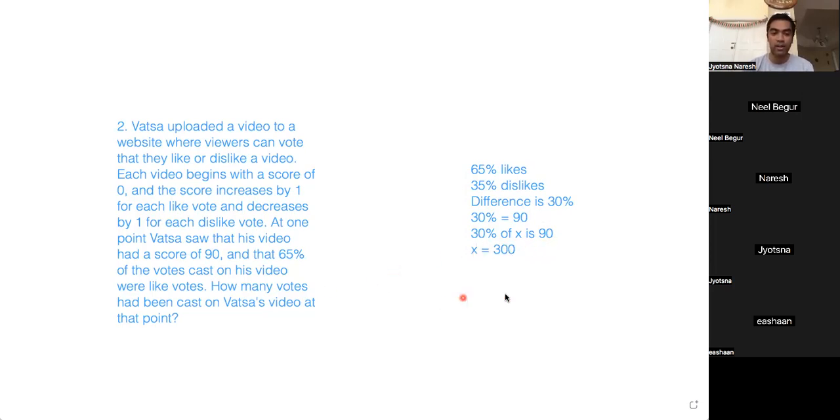And then we can go back and confirm: if 300 is the total number of votes, 65% is 195, 35% is 105. The difference between the two is 90. That checks out. Any questions on this? Okay, let's move to the last one.